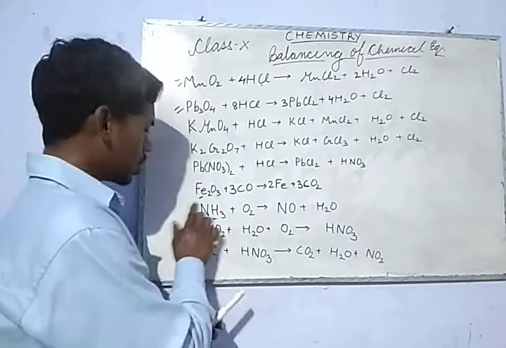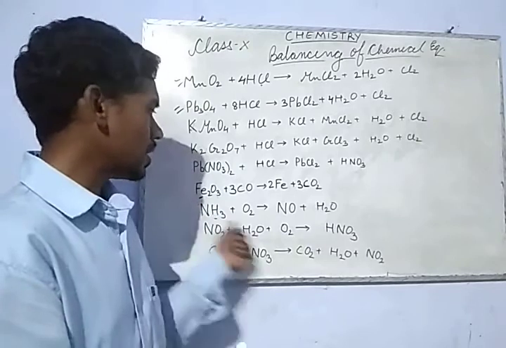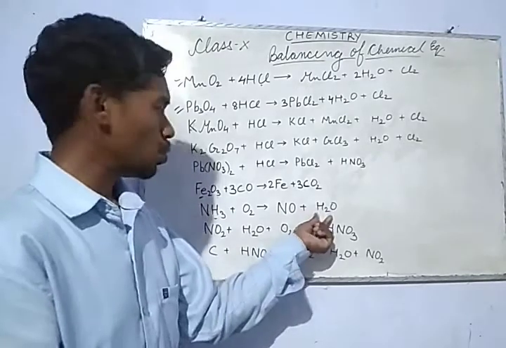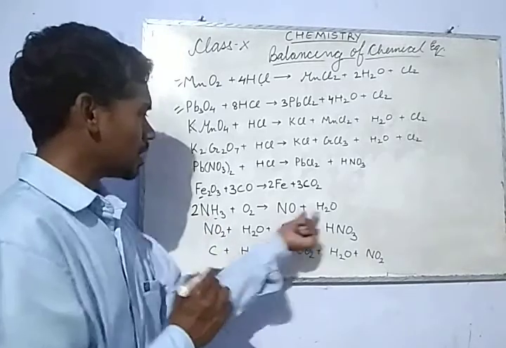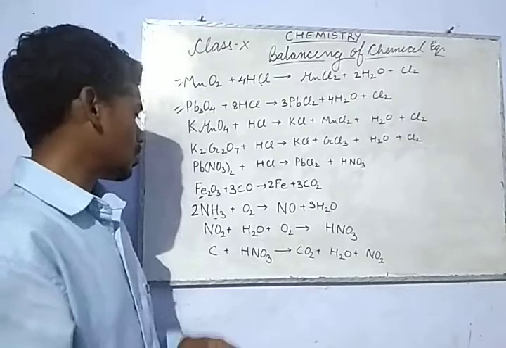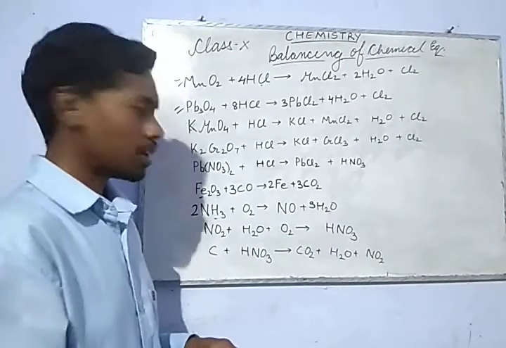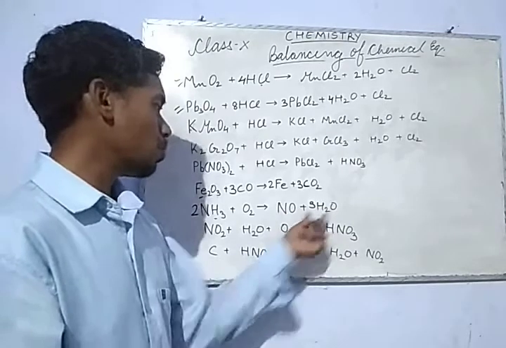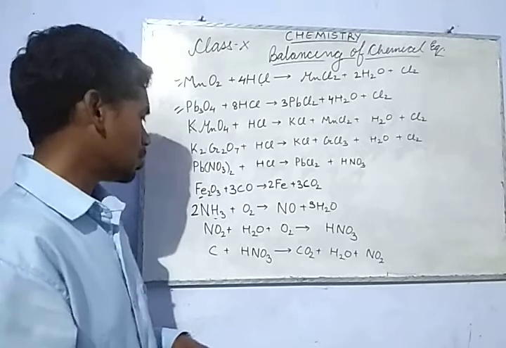So the only electropositive element present here is hydrogen. So we need to balance hydrogen first. Hydrogen is 3 here and this side how much? 2. So how do we balance here? You make it 2 here and here we add 3. So 6 hydrogen here, 6 hydrogen here. Okay. After this, we go for oxygen.